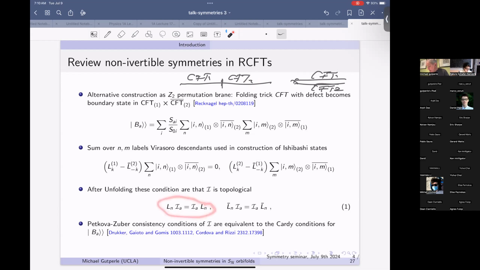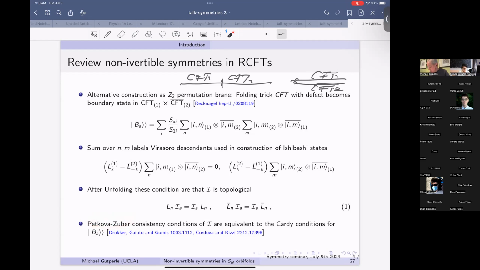Namely, it commutes with the chiral, the holomorphic and the anti-holomorphic modes of the Virasoro algebra separately. And this has to do with the fact that this folding has a worldsheet parity, which actually exchanges the barred and unbarred modes for the second CFT.